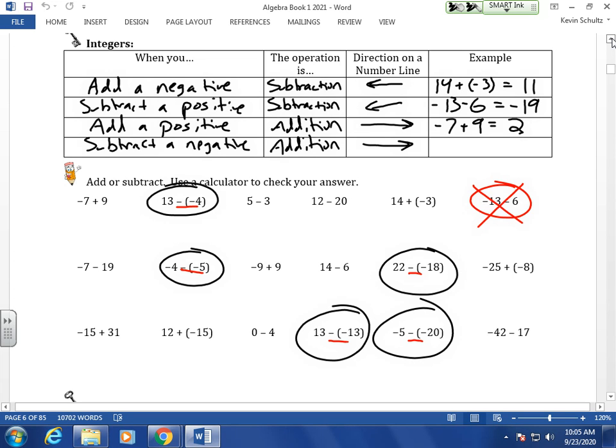An example would be negative 5 minus negative 20, which is actually negative 5 plus 20, which is a value of what? Positive 15. We're starting at negative 5. We're going 20 to the right, past 0, into positive territory, and we end at 15.